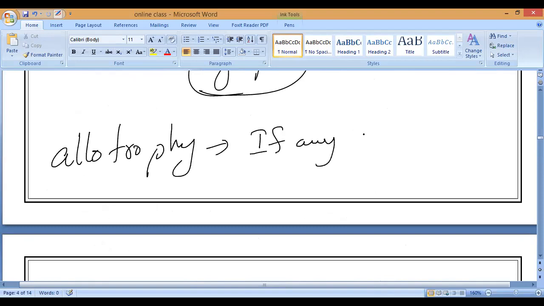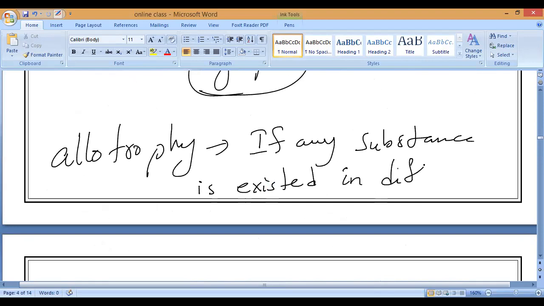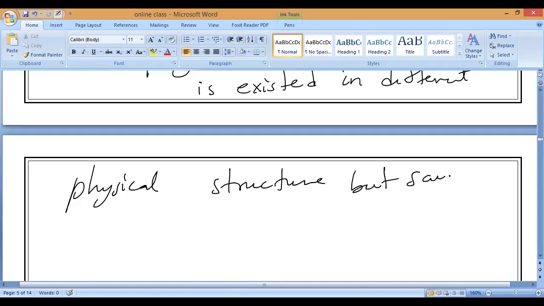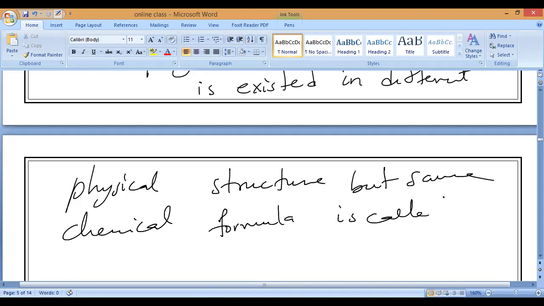If any substance exists with the same elemental composition in different physical states or different physical structures, but with the same chemical formula, do you understand? Same chemical composition. Yes, sir. Same chemical formula is called allotrope. Do you all understand?